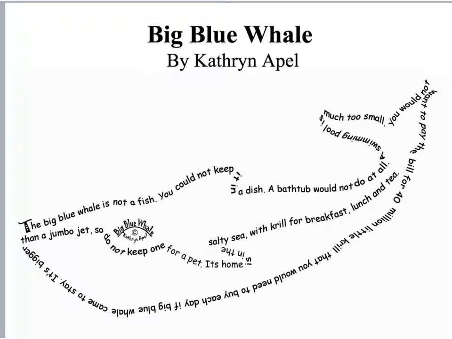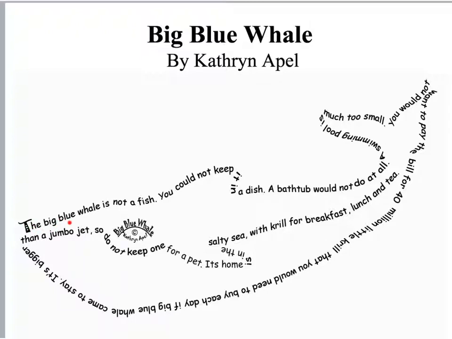Okay, can you see the shape of the poem? It's not like the article we usually see. It looks like it's a whale. Let's try to read it. Big Blue Whale by Catherine Apel. Okay, it starts from here.